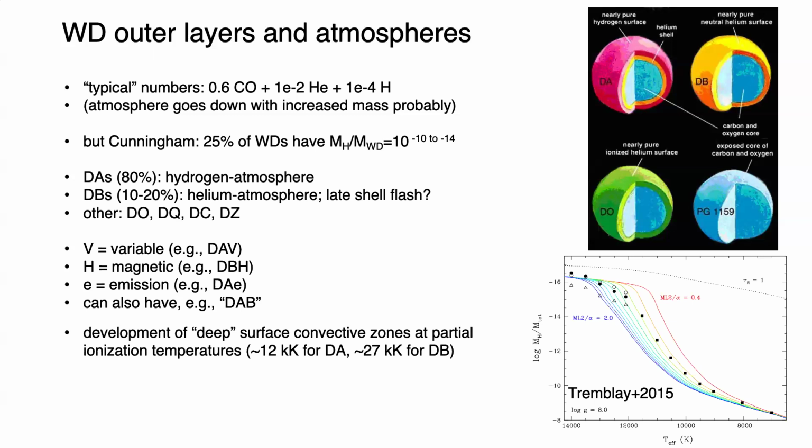And like I mentioned before, when they get cool enough, and cool is relative to their surface composition, they develop a thick convective zone, and thick in this case means like 10 to the minus 12 solar masses, so still very small. You can see this is for a hydrogen atmosphere white dwarf, about 12,000 Kelvin. They start to develop a pretty thick convective zone. This is basically set by the partial ionization zone of that species. For helium atmosphere white dwarfs, it happens at a higher temperature, maybe 30,000 Kelvin.